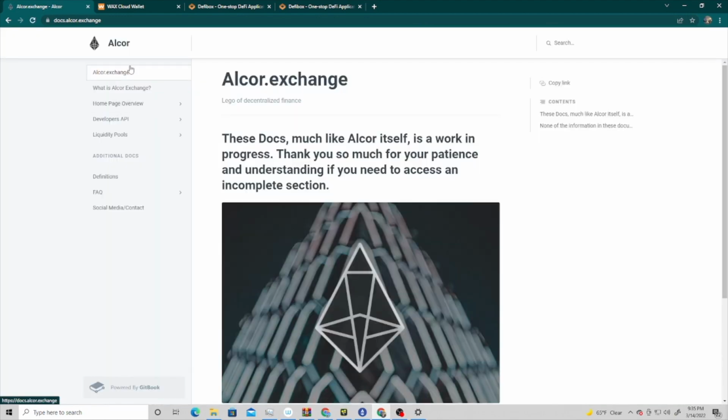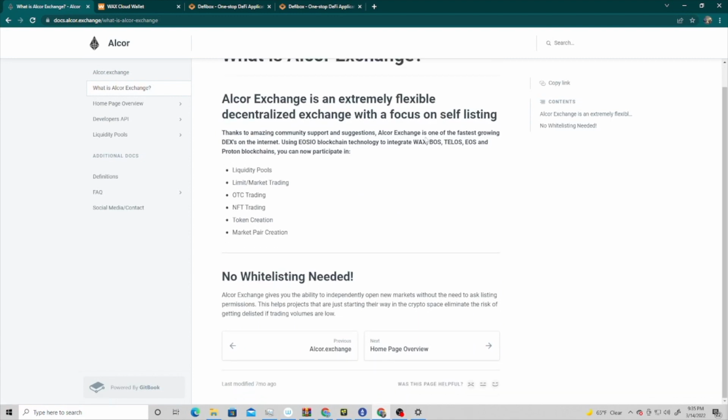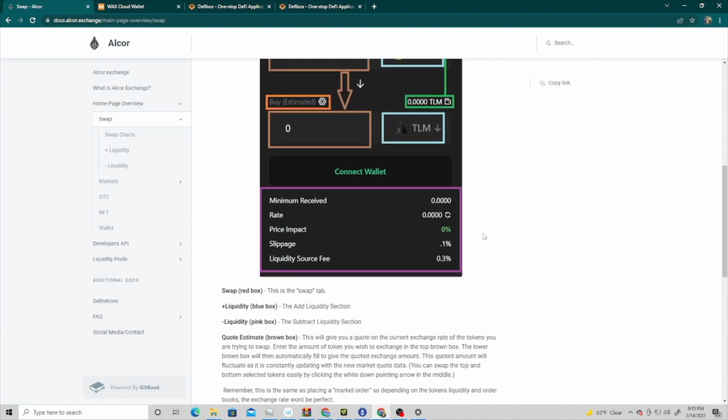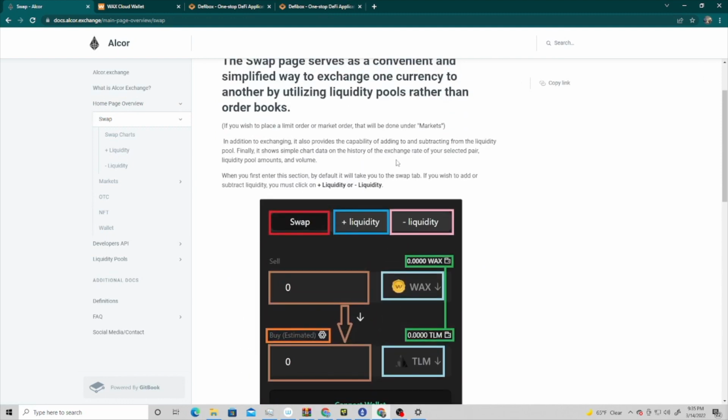On Docs, we can read about what Alcor Exchange is, kind of get an overview of their protocol here, how their swap platform works, how the fees work. You can kind of dive real deep into everything on the Docs platform.